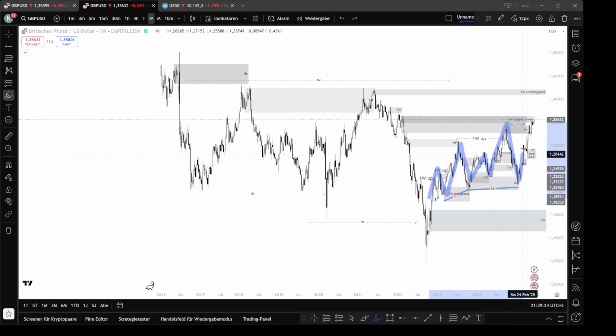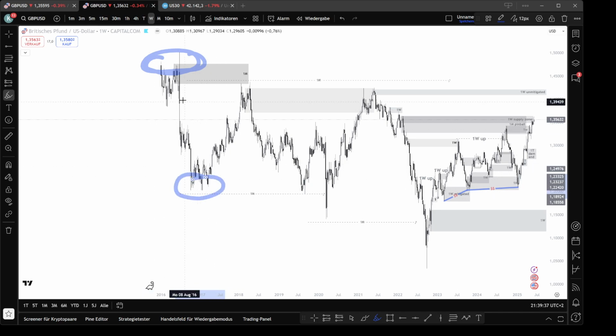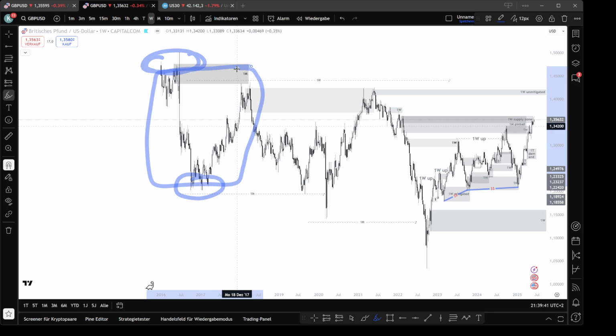This is what we call internal market structure. It is a market structure that is formed within a range. Let me explain something about the internal market structure. This high created this low. Everything within this zone will be an internal structure. Understand?